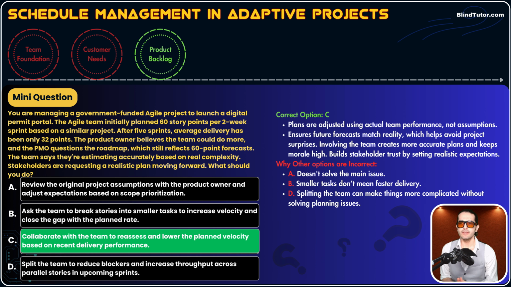Please feel free to read the description. Actually, let's read it. Guys, plans are adjusted using actual team performance, not assumptions. Option C ensures future forecasts match reality, which helps avoid project surprises. Involving the team creates more accurate plans and keeps morale high. And it builds stakeholder trust by setting expectations that the team can meet.